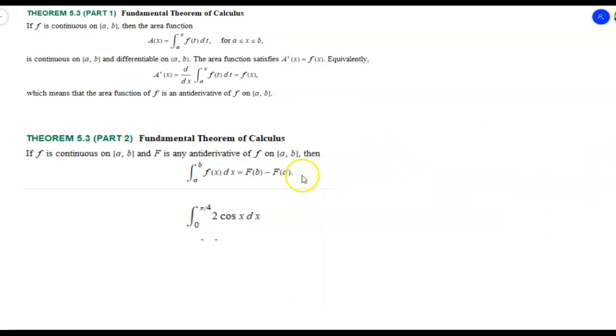All right, so let's go ahead and solve this then. First thing I'm going to do is pull out the constant 2, so it's 2 times the integral from 0 to pi over 4 of cosine of x dx. And now I can take the antiderivative of cosine. Since the derivative of sine is cosine, that means the antiderivative of cosine is sine. So it's going to stay positive. So this is going to end up being 2 sine of x. Remember, I'm taking the antiderivative.